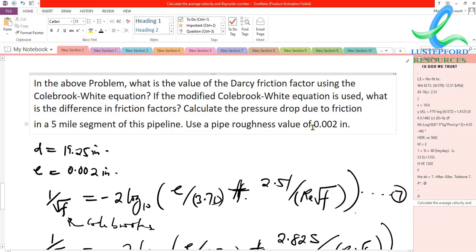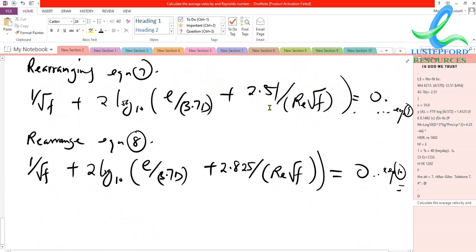Then calculate the pressure drop due to friction in a 5-mile segment of this pipe using a different value of this. So we have calculated the friction factor. The friction factor we got from that integration is 0.0164. Let me check again.